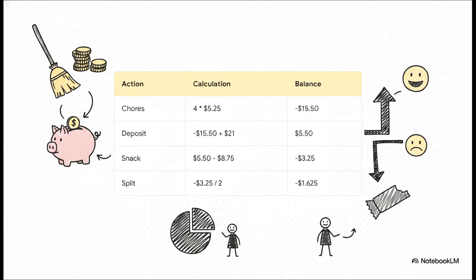We're out of the red, but wait, then we buy that snack. Positive 5.50 minus 8.75 drops us back below zero to a negative $3.25. Finally, we split the debt, dividing negative 3.25 by 2, which gives us negative 1.625.